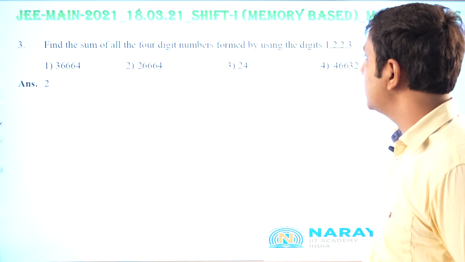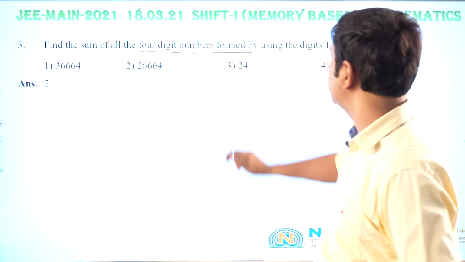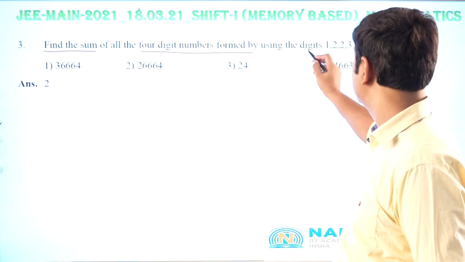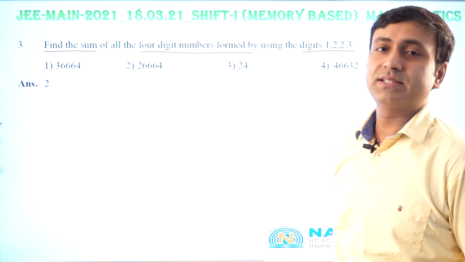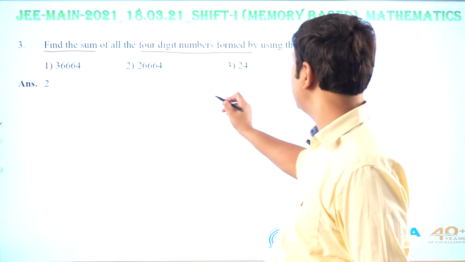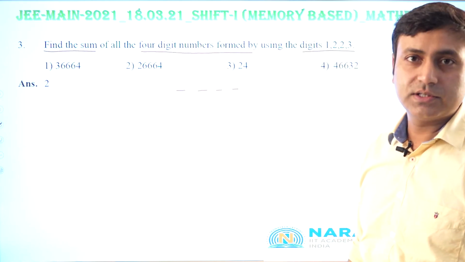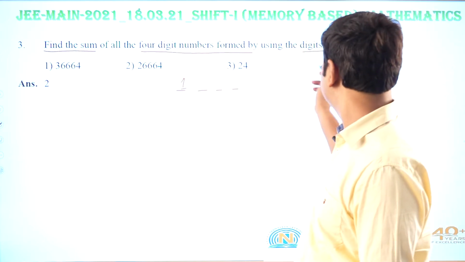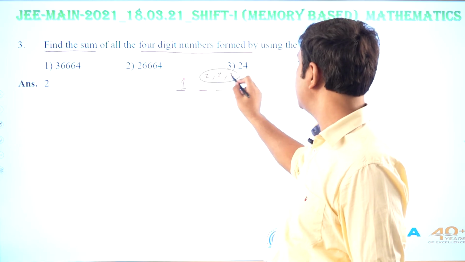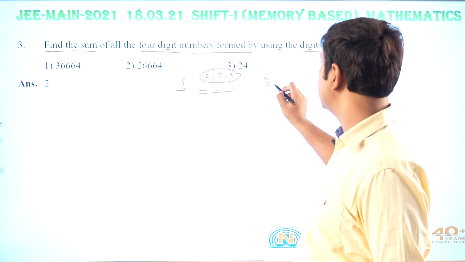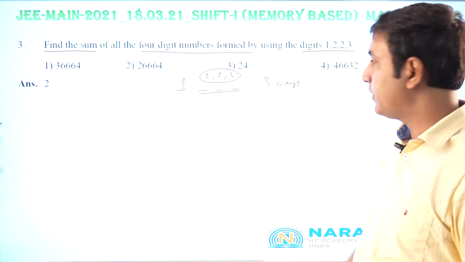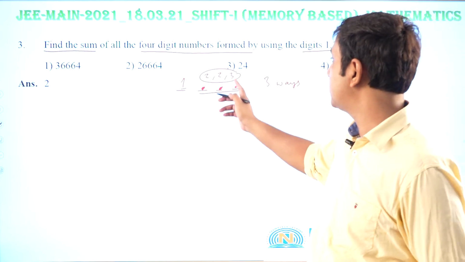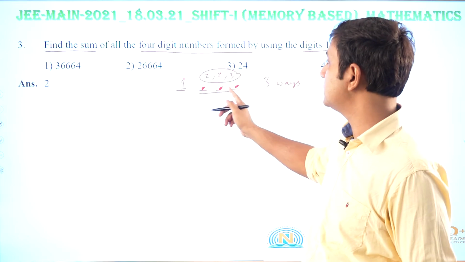Now, in this question, we have to make four digit numbers and find the sum of those four digit numbers, using the digits 1, 2, 2 twice, and 3. Now, notice that if we fix any digit at any place, then 0 is not there. So, if I fix 1 or 3, let us say 1 here, then the other numbers 2, 2, 3 can arrange in these places in three ways. If I fix 1 here, then also 3 ways, 1 here, then also 3 ways, then 1 here, then also 3 ways. Same is the matter with 3. If I fix 3 here, again 3 ways, 3 ways, 3 ways, 3 ways.